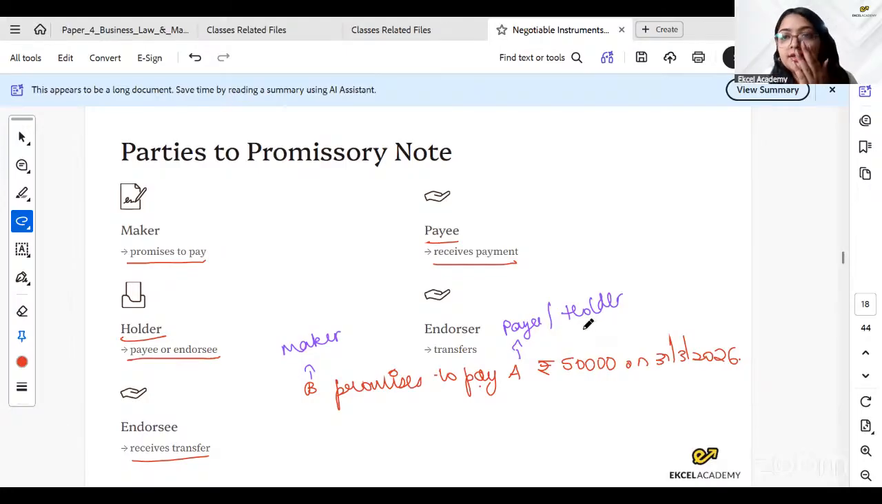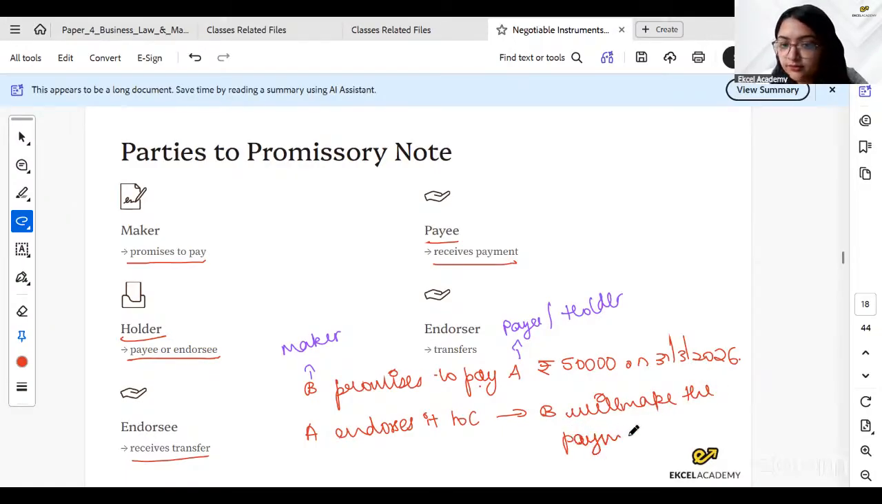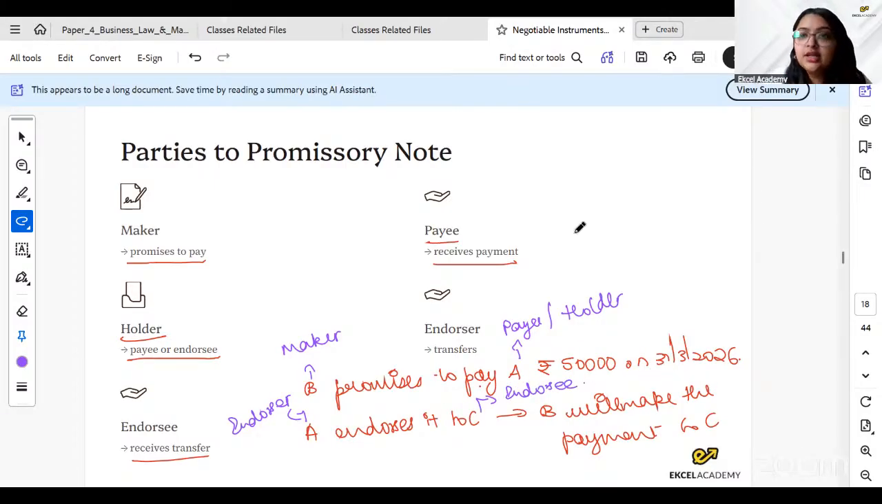So what A does, A says that instead of me paying 50,000 to C, I will transfer this promissory note to C itself. So A endorses it to C. Basically, B will make the payment to C. So in this case, A becomes your endorser, and C becomes your endorsee. I hope you are able to understand with this example who the parties to a promissory note are. In the base, you have two parties, your maker and your payee. But when endorsement comes in, you have your endorser as well as your endorsee.